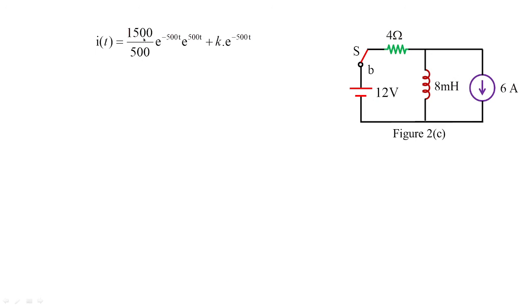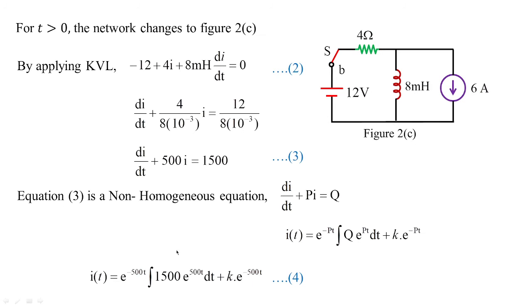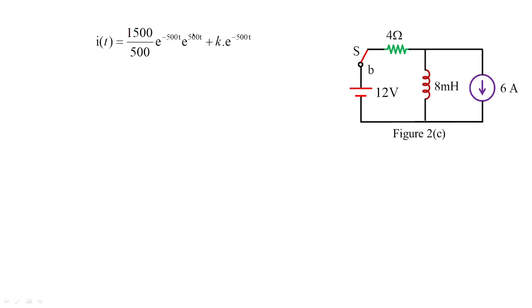So with this I have the Q value, which is 1500 e to the power of minus 500t. The integration of e to the power of 500t is nothing but e to the power of 500t. This e to the power of 500t is the result of the integration, and e to the power of minus 500t is a value already present outside in the equation. So these two will get cancelled out. Integration of e to the power of 500t is e to the power of 500t divided by 500. So Q divided by this value, plus k e to the power of minus 500t.